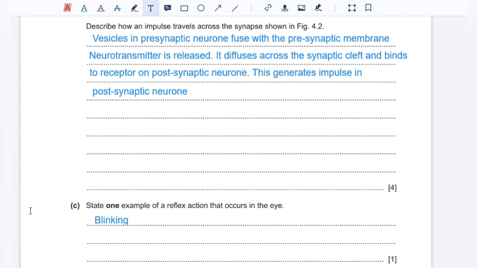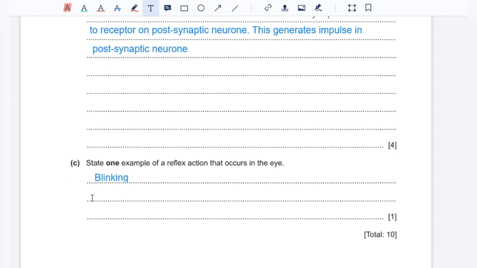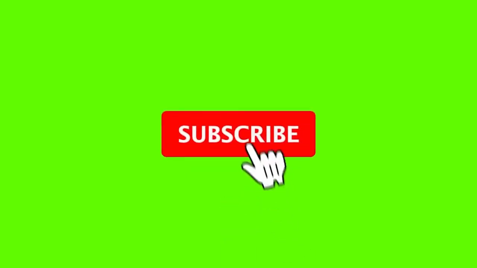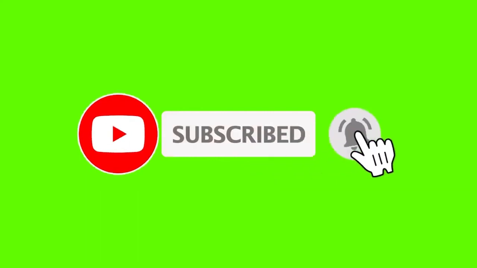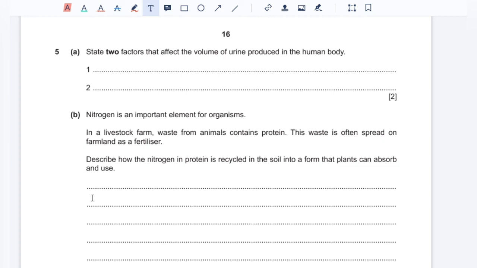C. State one example of a reflex action that occurs in the eye. I've written down blinking as an example. Five A. State two factors that affect the volume of urine produced in the human body. This could be dependent on the temperature of the environment as well as the volume of liquid intake.